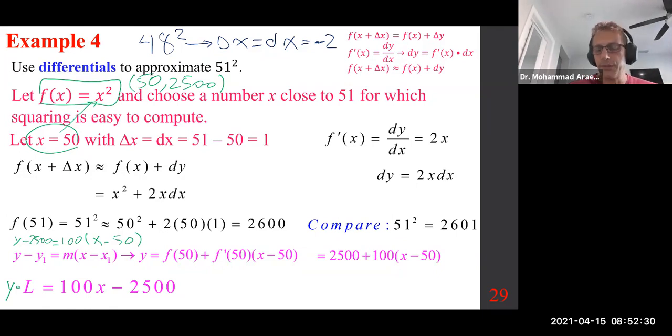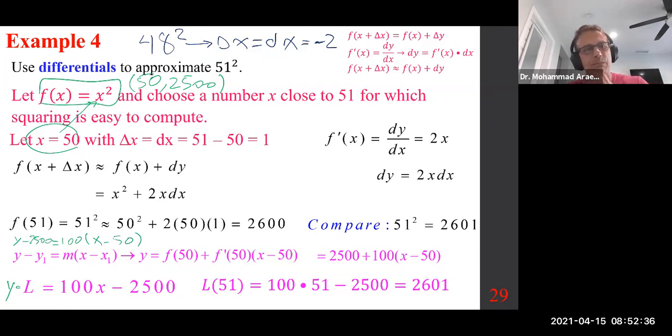Now, what do we want? We want linearization at 51. Replace the x with 51 and you're done. It's that simple, everybody. Linearization as well as differentials can be used to solve this question.